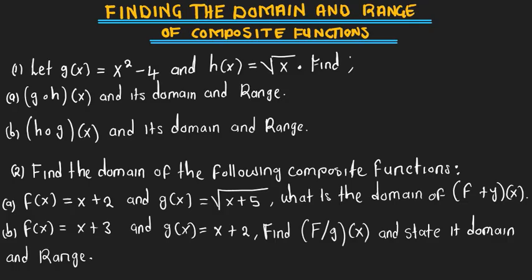Let's get started. We have a question that's saying let g of x be x to the power 2 minus 4 and h of x equal to the root of x. We find g of h evaluated at some point x and its domain and range. All right, so let's solve the first one. B is saying we find h of g evaluated at some point x and its domain and range. All right, so now how do we solve such a question?